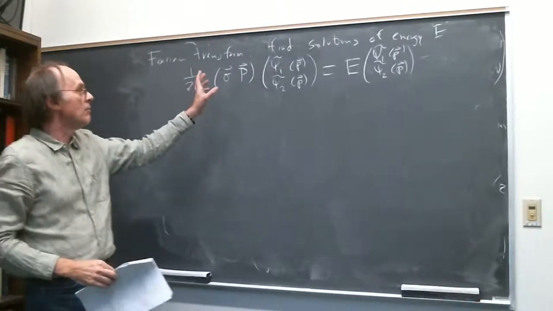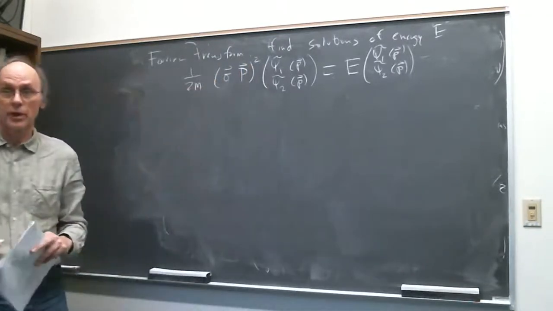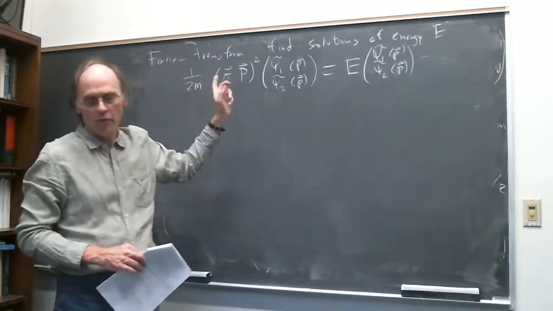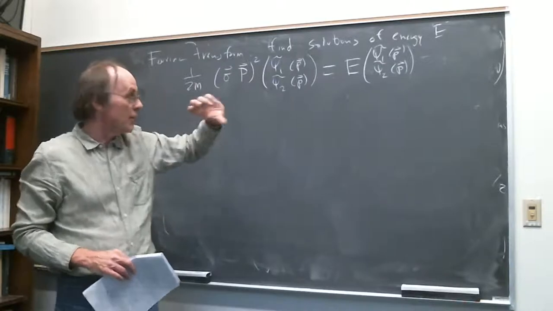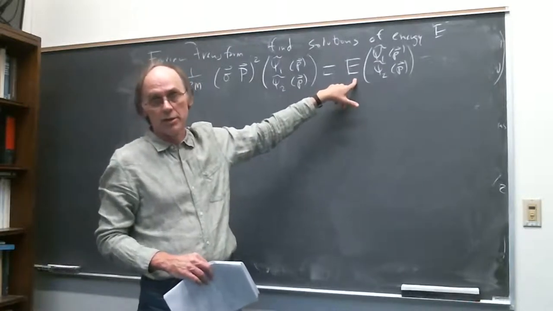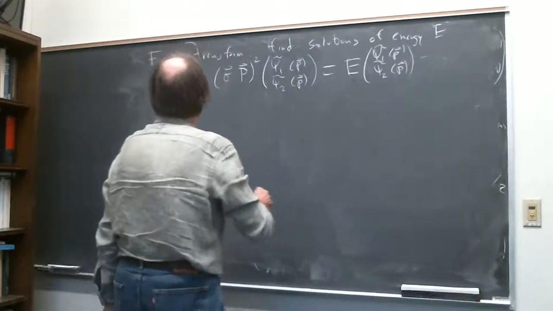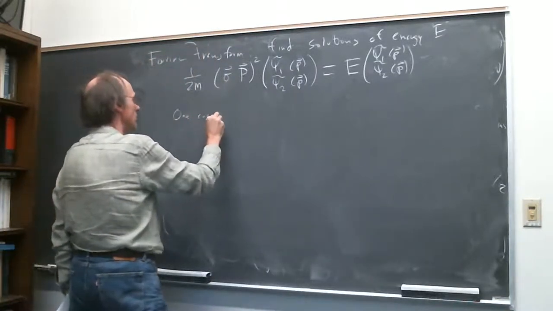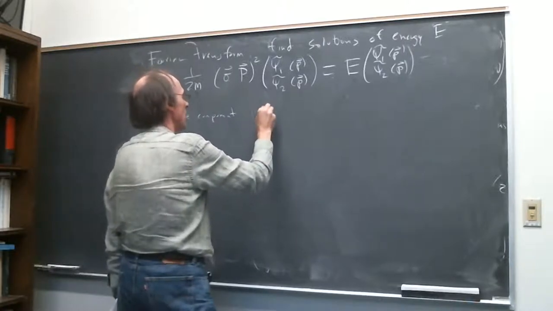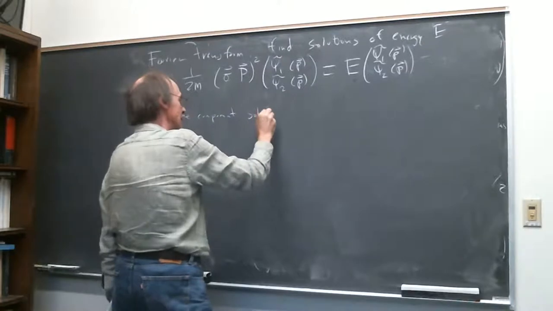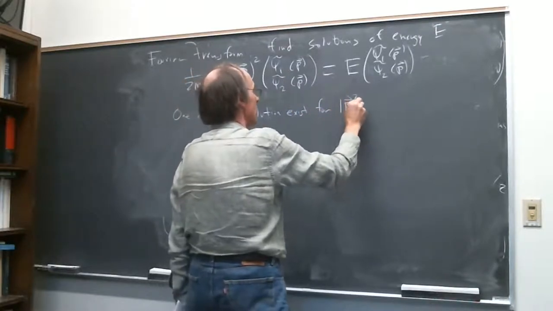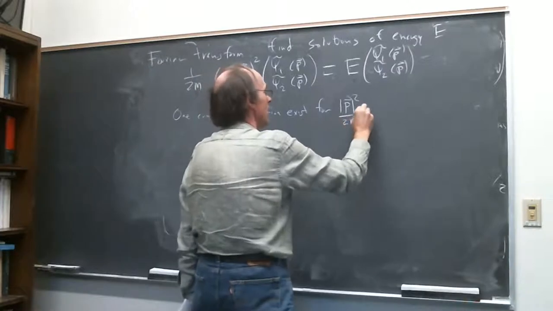So this means that 1/2m sigma vector dot P vector. Okay, so remember that this is a square. When we did this just for the one component free particle, you just had that P squared over 2m is equal to E. In three dimensions, solutions exist for P squared over 2m equal to E.